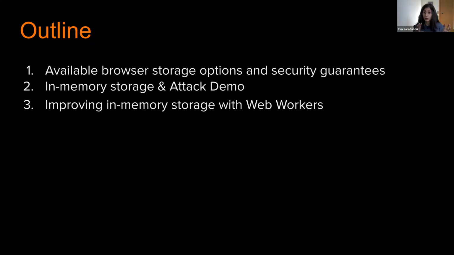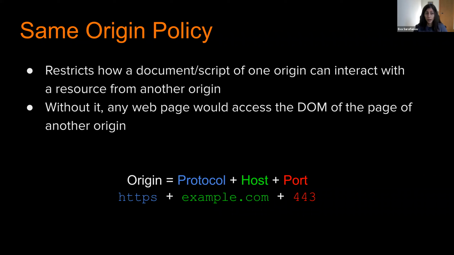Now, before we go to any of them, I just want us to refresh our memory around same origin policy, because we will use it later in the talk. So same origin policy is a very, very important security control of the browsers, because it restricts how one document or one script of one origin can interact with a resource of another origin. To say it more simply, how one web page can access another web page.